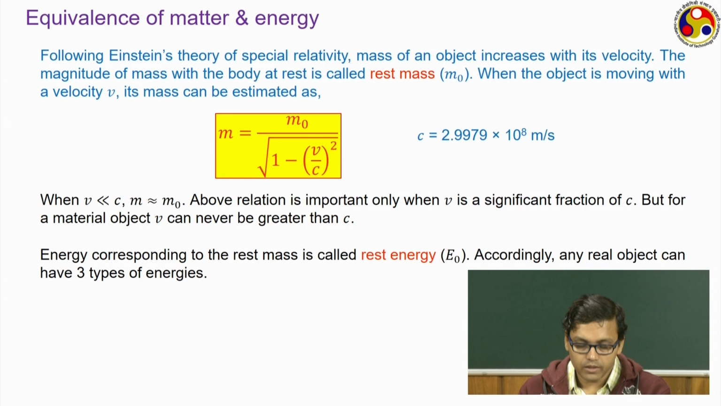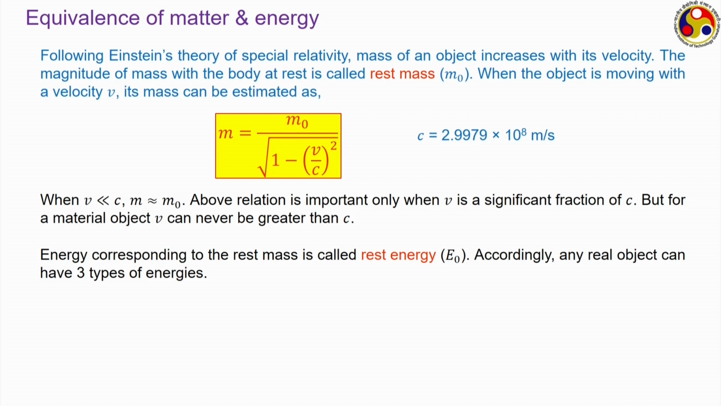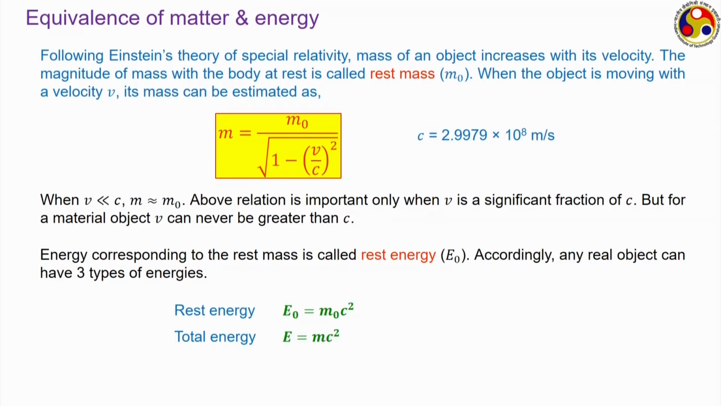But energy, accordingly we can define three different energies for a particle. The energy corresponding to this rest mass is called the rest energy. That is, if the value of this rest mass m naught is completely converted to energy, then the amount of energy that we are going to get is equal to this rest energy. Similarly, when a particle is moving, its mass is expected to be different from the rest mass, and hence its energy level also will be different from the rest energy. So, this rest energy is just m naught c square, and that is what we are calling rest energy. But when it is moving, then the total energy is of course m into c square, that is all.